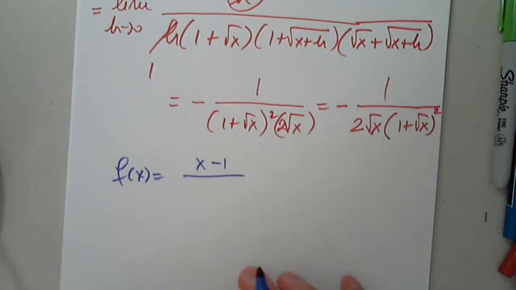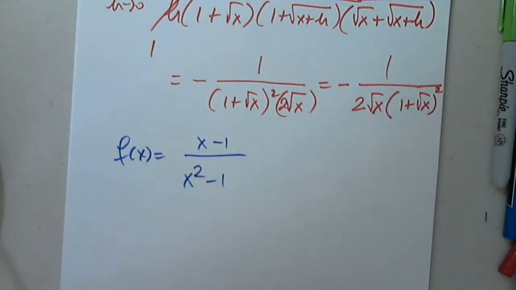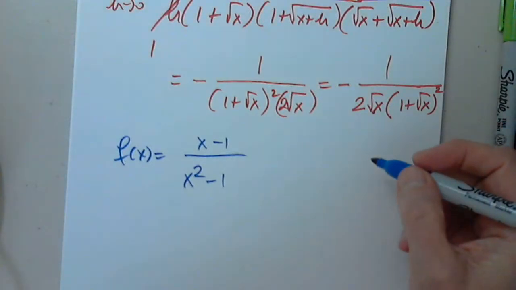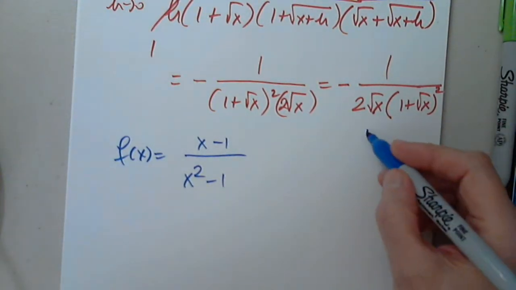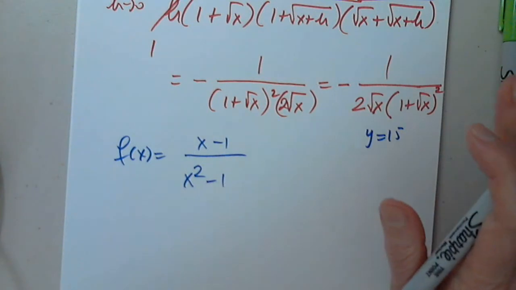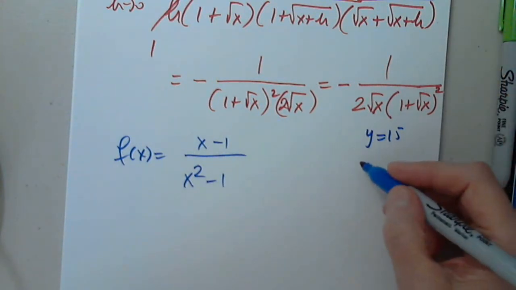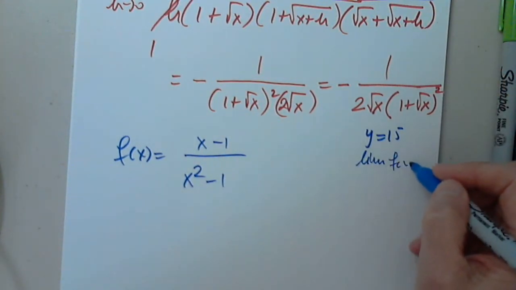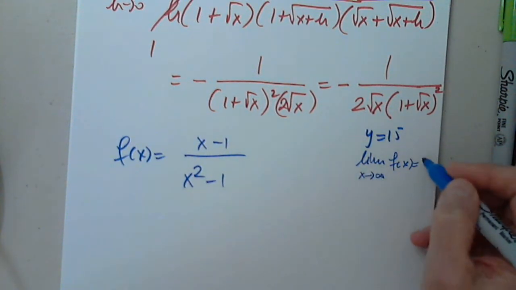x minus 1 over x squared minus 1. So let's say we have this function. We're asked to find all vertical and horizontal asymptotes and their limits. Because if I say, oh, I know it has a horizontal asymptote y equals 15, it's not enough. I have to show that the limit of that function as x approaches infinity is 15.